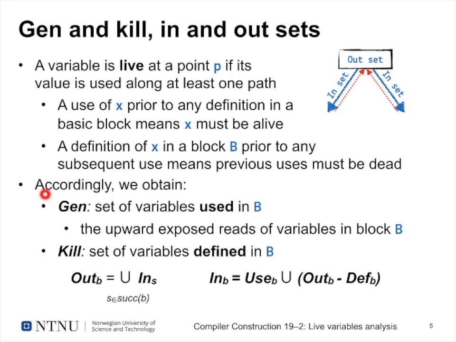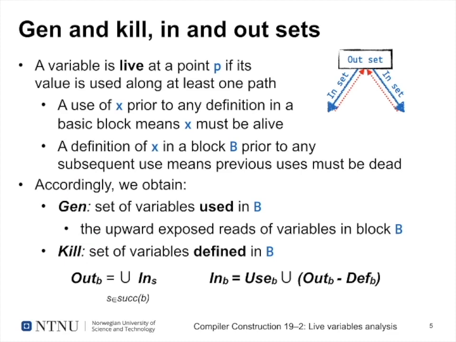From this we can obtain the sets we are interested in. We are interested in our gen set. This is the set of variables that is used in a basic block B. It represents the upward exposed reads of variables in block B. And we're interested in our kill set. This is the set of variables we are defining in B.